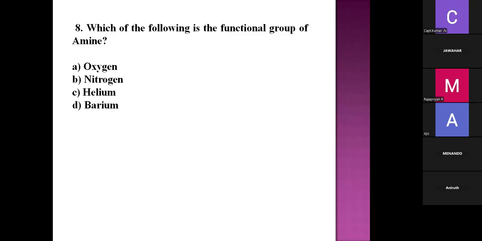Which of the following is the functional group of amine? This is the next question. Eighth question: which of the following is the functional group of amine? A. Oxygen, B. Nitrogen, C. Helium, D. Barium. What is the correct answer?